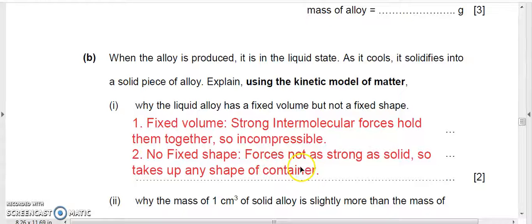You've got to word this correctly, because you can't say the forces are strong, since then it would be incompressible. You've got to say not as strong. You can't use the word weak, because if you use the word weak, you're implying it's something like a gas. The forces are still relatively strong in liquids, just not as strong. So this is the key word: it does not take up the shape of the container. That's why there is no fixed shape.